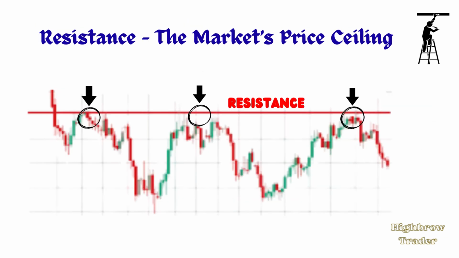Resistance is the opposite of support, a level where price struggles to go higher. It occurs when selling pressure is strong enough to stop the market from rising. You can think of it as a ceiling that blocks upward movement. Traders use resistance to take profits or enter short trades. Check out the chart to see clear examples of resistance levels in past market action.